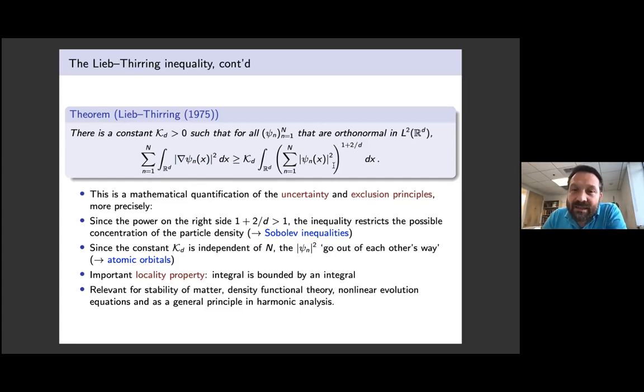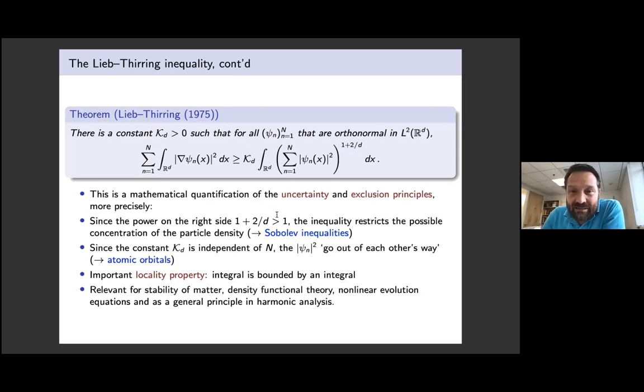But what you have here in the inequality is that this probability density, times n, is actually controlled to a power bigger than 1. So therefore it cannot be a delta function. It has to be spread out in position space as well. In that sense, it's a mathematical quantification of this uncertainty principle, and it's closely related to so-called Sobolev inequalities. This has nothing to do with the number of functions. That's a general fact just about these inequalities.